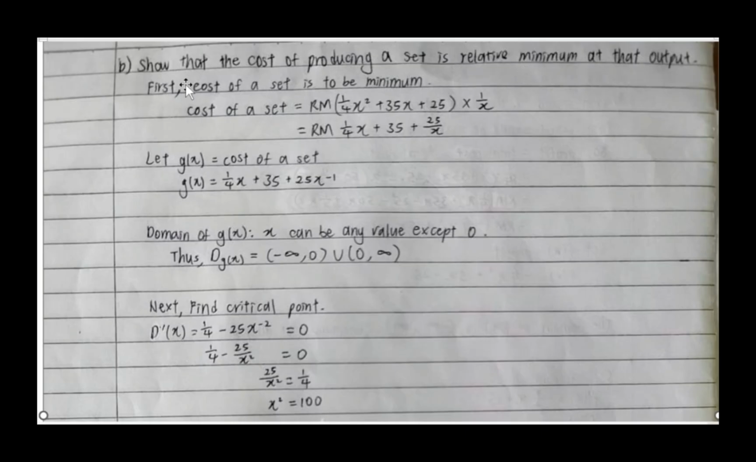So same as just now, we are done. The first step will be to find out the variable that needs to be optimized. What needs to be minimized is the cost of a set. We find the cost of a set by using the total cost that they gave on top, divided by the total set. Then we obtain 1 over x plus 35 plus 25 over x.